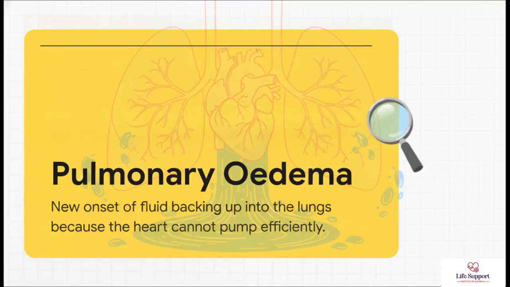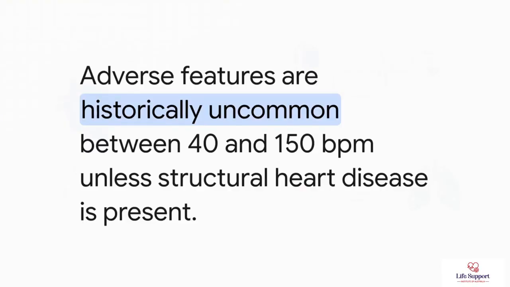Before we start looking at the actual treatment pathways, I want to toss in a pretty surprising physiological fact just to give you some solid context. Historically speaking, rate-related symptoms and these severe adverse features we just talked about are actually quite uncommon at heart rates less than 150 beats per minute or above 40 beats per minute, unless the patient already has some underlying structural heart disease. So absolutely keep those numbers in the back of your mind when you're evaluating if the heart rate is truly the primary culprit driving the instability.